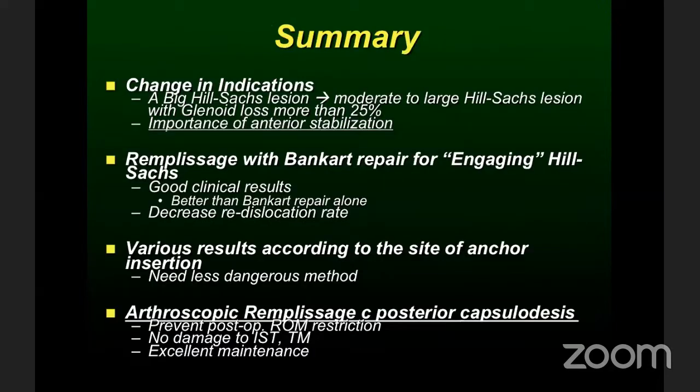So in summary, there is a change in indication as far as instability surgeries are concerned. For moderate to large Hill Sachs lesions, you can do more of a glenoid procedure if it is more than 25%, so that you can get a better anterior stabilization. Ramplissage with Bankart in an engaging Hill Sachs will work. It has a better outcome. Various results depend on the site of anchor insertion. That is very, very important. And arthroscopic Ramplissage with posterior capsular tenodesis has excellent maintenance and a low recurrence rate for shoulder instability. Thank you.